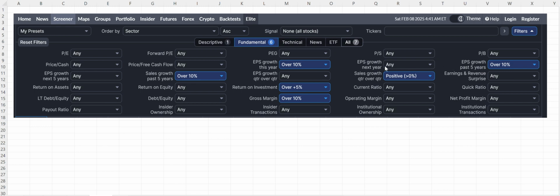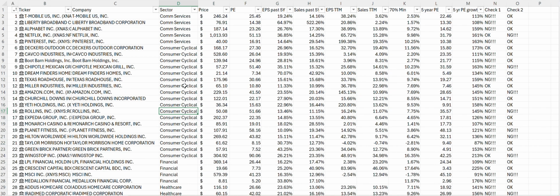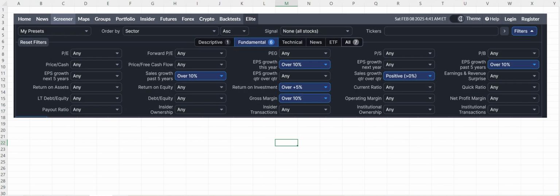I'm doing historical data. I'm not doing future predictions because, basically, it's hard to predict the future. I'd rather look at the past and see how much it's grown and go from there. The other part is I've gone return on investment over 5% and gross margin over 10%. If you see my first video, that should outline the reasons why I've gone for these filters.